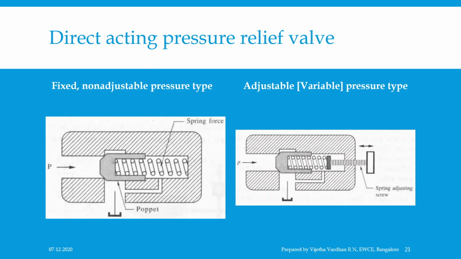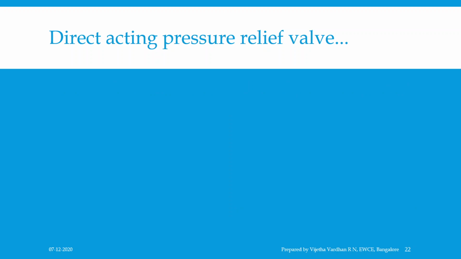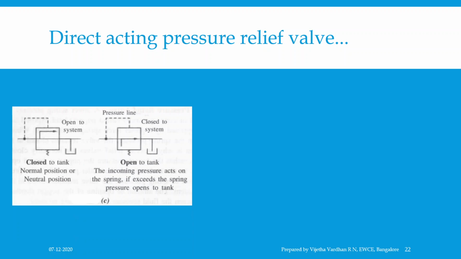In the case of adjustable preset pressure type, by adjusting the spring tension with the help of the adjustable screw, it is possible to vary the preset pressure acting on the poppet against the system pressure. Now the figure shows the adjustable preset pressure type direct acting pressure relief valve. With the help of the adjusting screw, it is possible to set the pressure so that the valve can open at any pressure within the specified range, which you can see in figure C, which shows the graphic symbol of the pressure relief valve in the normal and actuating position.